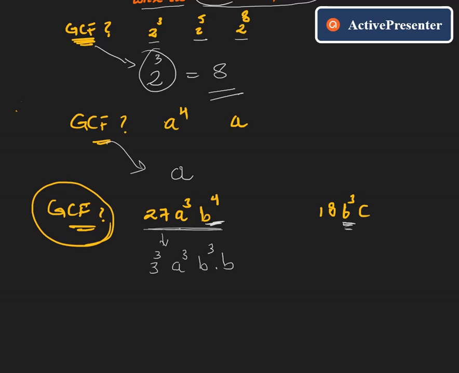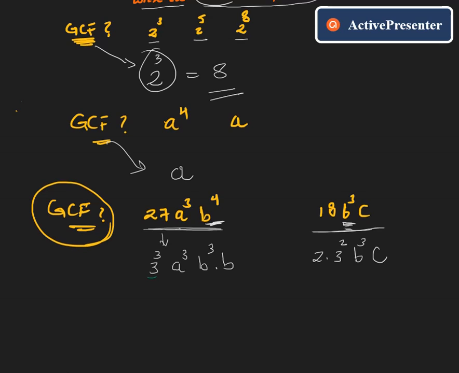I will explain. Now let's take this one. We can decompose 18 into 2 multiplied by 3 squared. So we are decomposing into prime factors, and b cubed will remain and c will remain. As you can see, what are the common bases?